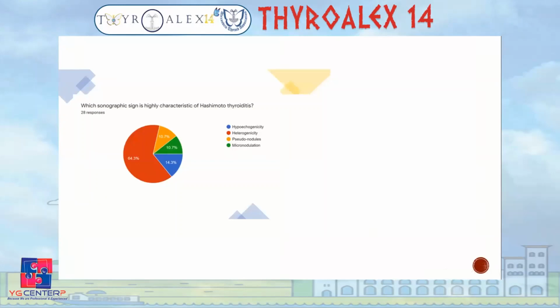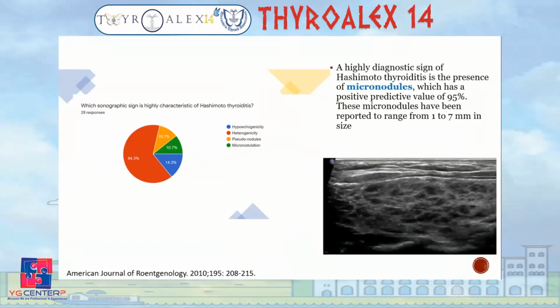Going back to our survey and your responses, which sonographic sign is highly characteristic of Hashimoto thyroiditis? Most of you answered that heterogeneity is the most characteristic sign. But we see here that the micronodules have a positive predictive value of more than 90%. These micronodules have been reported to range from 1 to 7 millimeters in size, as we mentioned, and as we show here.